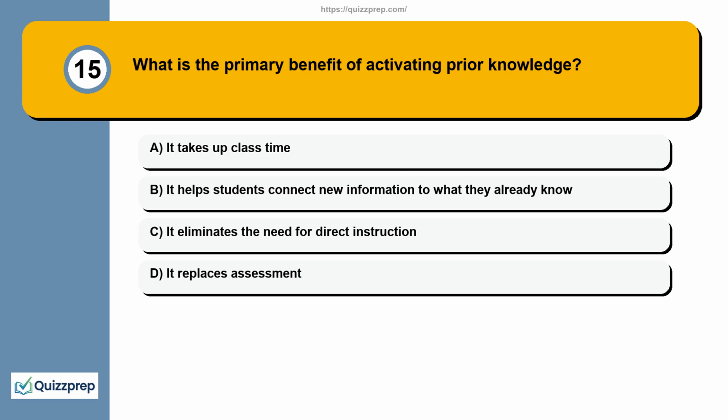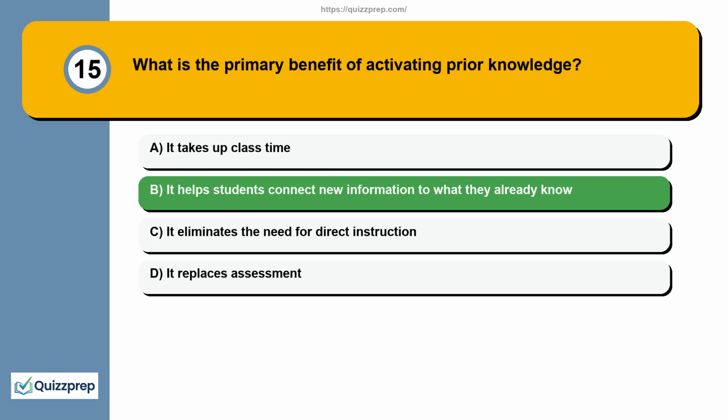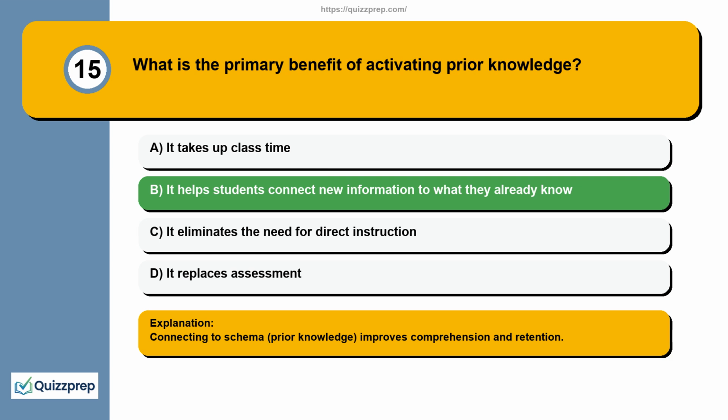Question 15. What is the primary benefit of activating prior knowledge? Here are your options. Option A. It takes up class time. Option B. It helps students connect new information to what they already know. Option C. It eliminates the need for direct instruction. Option D. It replaces assessment. The correct answer is option B. It helps students connect new information to what they already know. Explanation. Connecting to schema, prior knowledge, improves comprehension and retention.